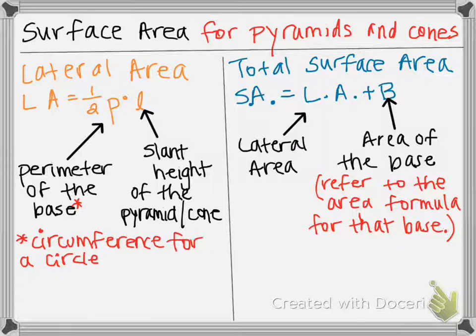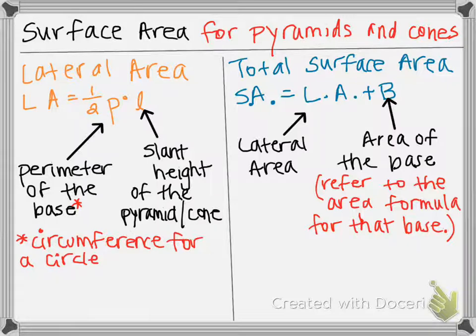To find the total surface area, similar to what we did with prisms and cylinders, you have to take that lateral area and add one base, the area of that one base, which will mean that you'll have to refer to the area formula for whatever that shape is. Notice though that we only add one B and not two B's.